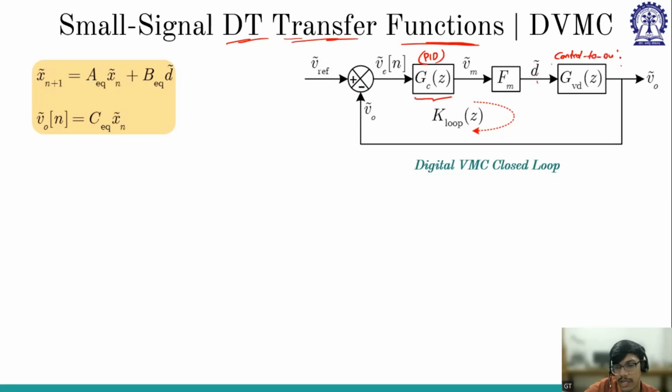So I need GVD of Z. As you have mentioned, we require GVD of S to design the controller in V0. So these are my small signal equations, right? So D perturb is what? A VM perturb by MCT.